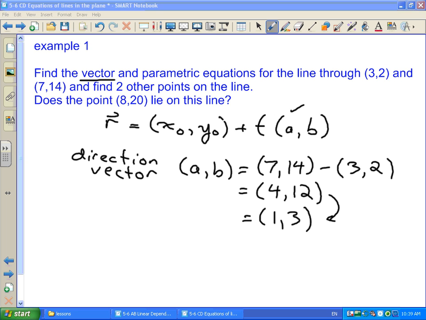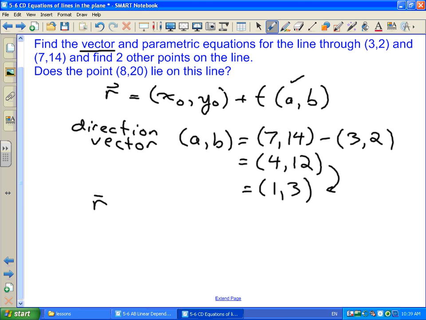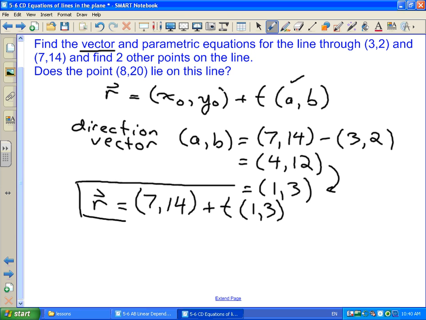How can we put this together into a vector equation here? Well, we need some point on the line. What point do you want to use? Ronnie, what point do you want to use? All right, let's use 7, 14. So we've got our starting point, 7, 14, plus t times our direction vector, 1, 3. Didn't organize that very well, but there you go. That is the vector equation for our line.